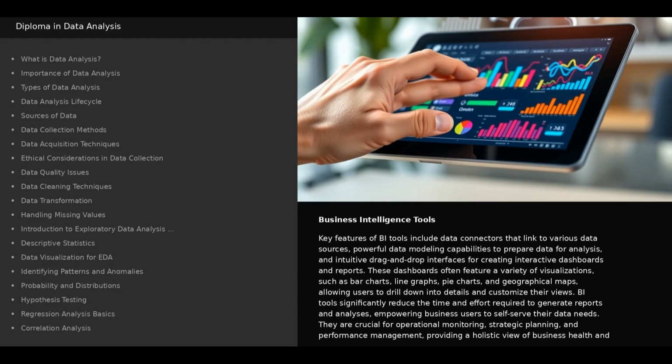These dashboards often feature a variety of visualizations, such as bar charts, line graphs, pie charts, and geographical maps, allowing users to drill down into details and customize their views. BI tools significantly reduce the time and effort required to generate reports and analyses, empowering business users to self-serve their data needs. They are crucial for operational monitoring, strategic planning, and performance management, providing a holistic view of business health and opportunities.